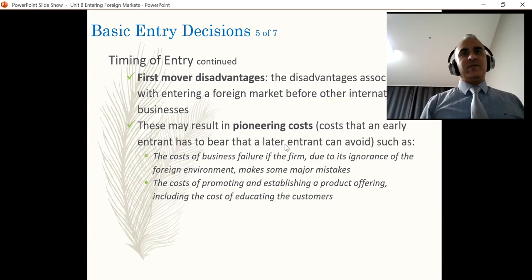But the problem is pioneering cost. It means you will fail in a lot of areas. You have to explore the market. You may have suppliers that are not working properly. You may not secure some resources. So the cost of introducing a completely new product into a completely new market takes time.